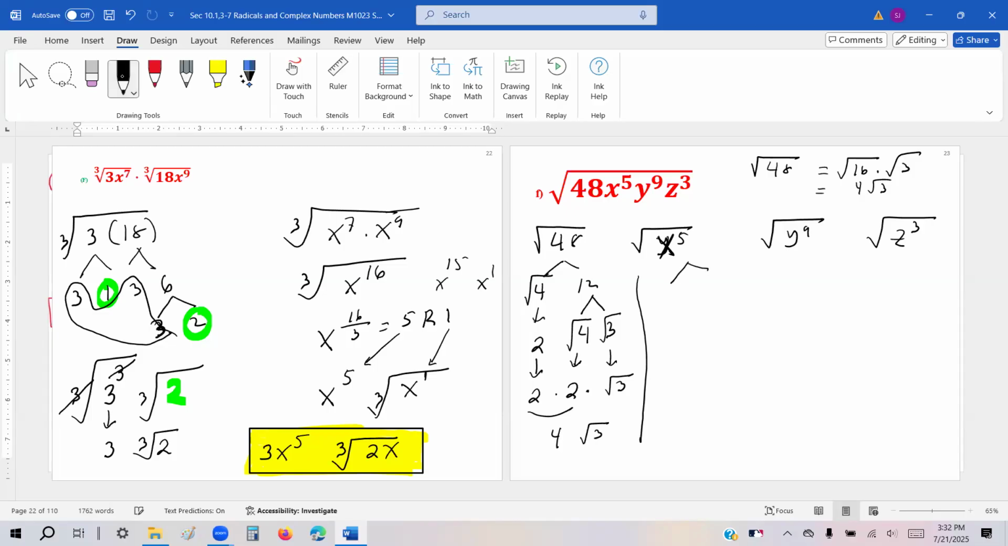For x to the 5, it's x to the 4 and x to the 1, right? 5 is 4 and 1. So square root of this, square root of that. For y to the 9, it's 8 and 1. So square root of this and square root of that. For z cubed, it's z squared and 1. So square root of this square, square root of 1.